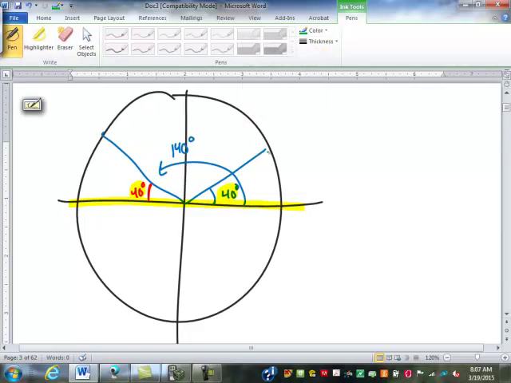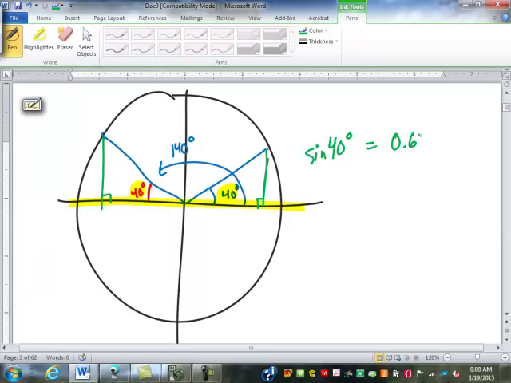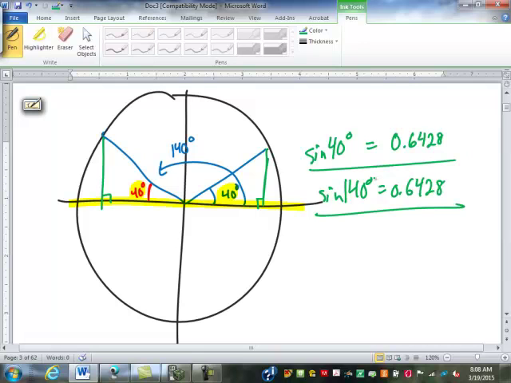What does that tell us about this height right here compared to this height right here? They're the same. What's the sine of 40 degrees? Punch in your calculator. 0.6428. Perfect. Well, then punch this one in your calculator. Sine of 140 degrees. Exactly the same thing. Why? Because of the geometry of this unit circle. This height and this height have to be the same.